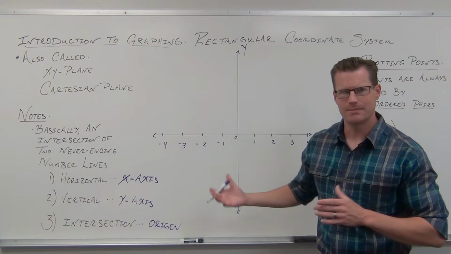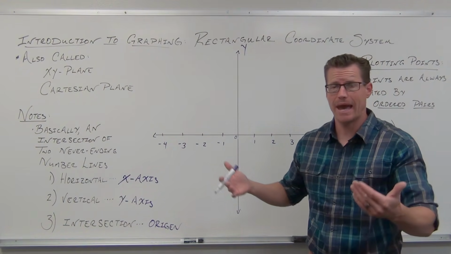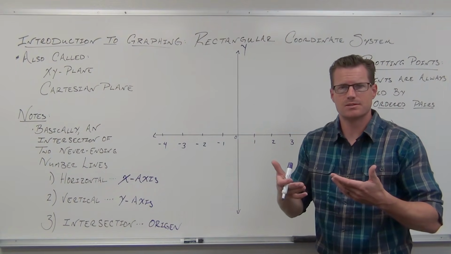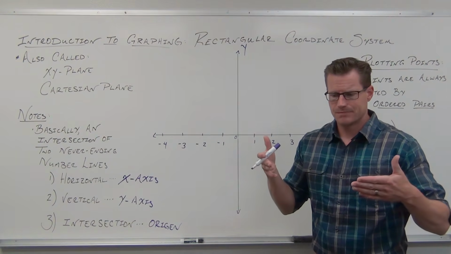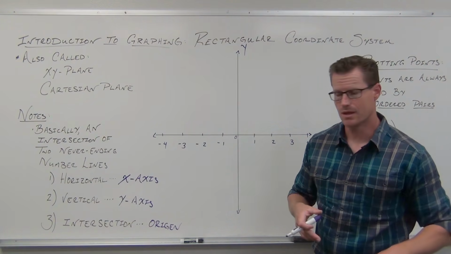Can you see the number line? Can you see it's just basically like we had in the past? We just have another axis. That's all this is really talking about. It's kind of combining, joining, intersecting two number lines, one's perpendicular to the other.